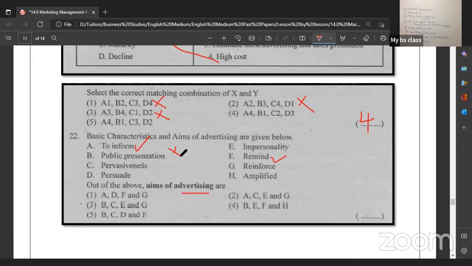What do you think, guys? Amplified? No, it's not kind of amplified. It's not impersonality. So something like A and F should be there to reinforce. Yes, to reinforce. AFG, right? AFG and D. So we have to go with option number 1: A, D, F, and G.